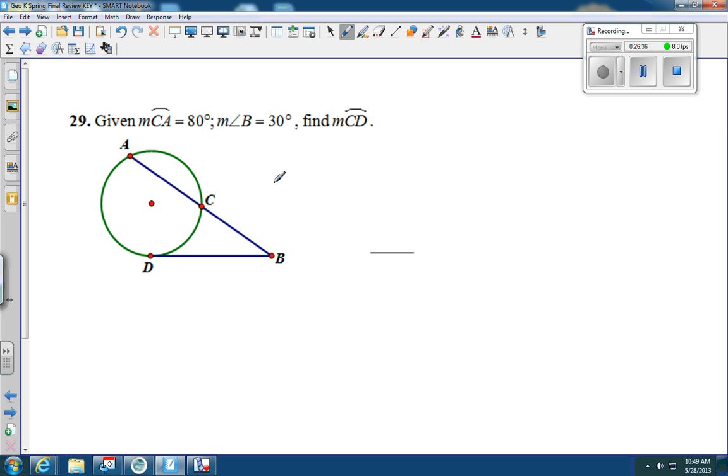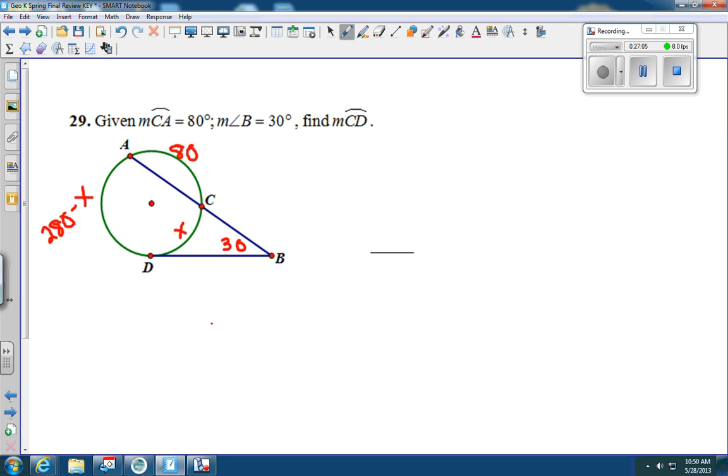Okay, if the measure of arc CA is 80, so this is 80 degrees, and then B is 30, find the measure of arc CD. All right, so I'm going to call this X. Okay, well, if I'm trying to find this piece, I know this piece is 360 minus this minus this. So 360 minus 80 is 280. So this piece that's left out here, this arc, is 280 minus X.